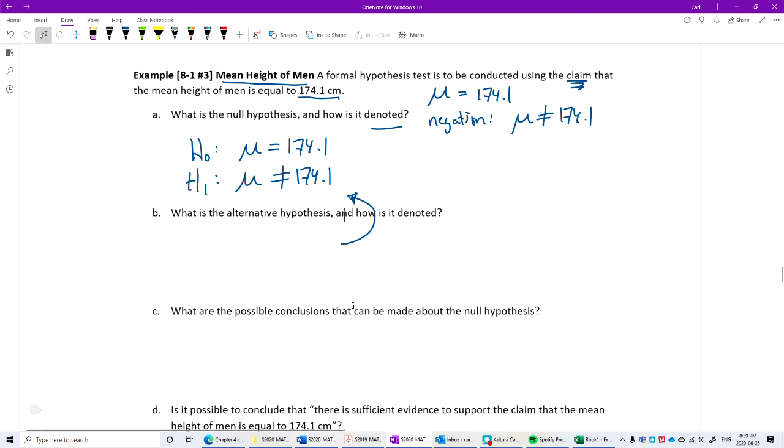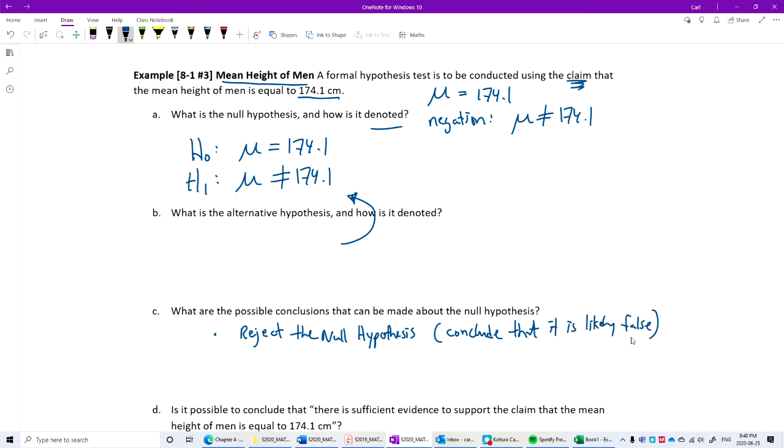What are the possible conclusions that can be made about the null hypothesis? Okay, this is kind of new. So we can do two things. We can either reject the null hypothesis. I think that's probably clear enough. It means we don't believe it's true. The average of men's heights isn't 174.1. In other words, we conclude that it is likely false. But the other, now you'll be surprised here, the other conclusion is not that we conclude that it's likely true. It's something in between, in a sense. It's that we fail to reject the null hypothesis.